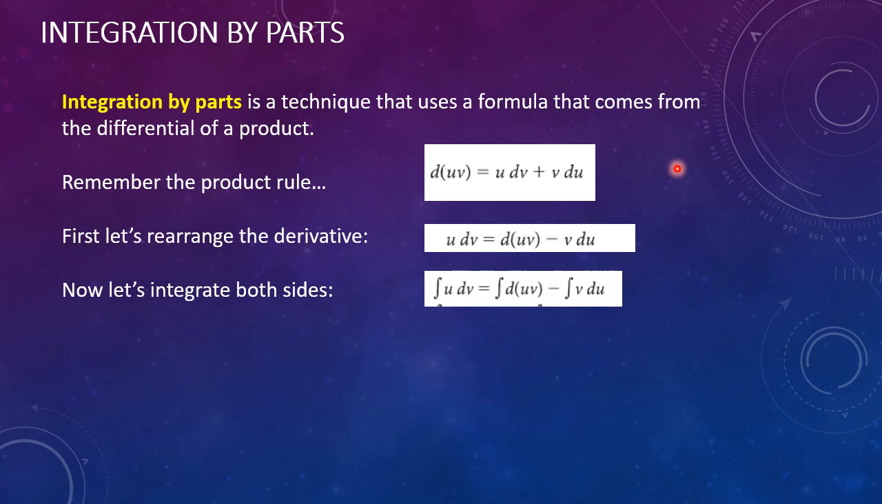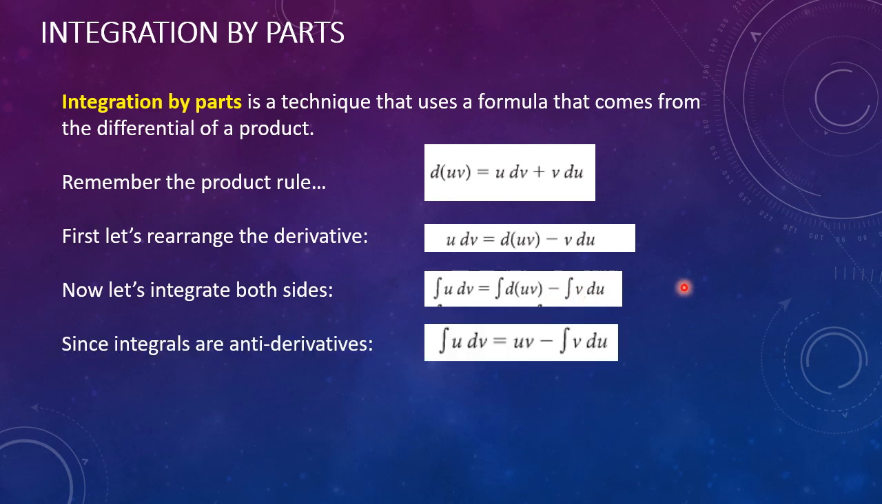Now if we integrate both sides, we get the integral of u dv equals the integral of the derivative of uv, and remember integrals are antiderivatives, so this is just going to cancel out, minus the integral of v du. And there we see that the integral of the derivative of uv is just going to be uv. Okay? And this gives us the integration by parts formula.